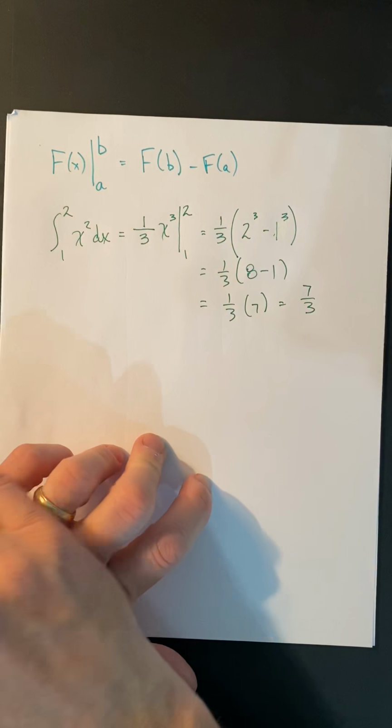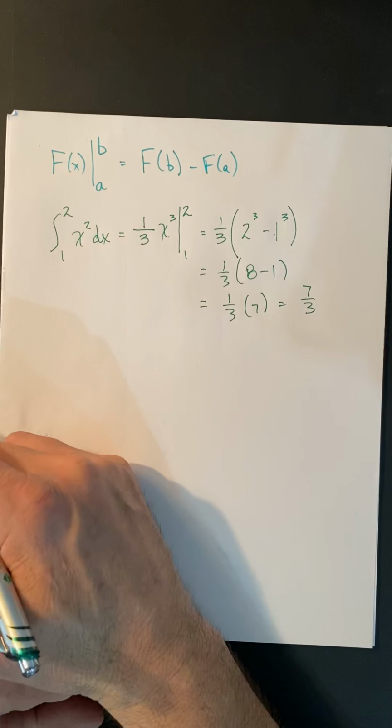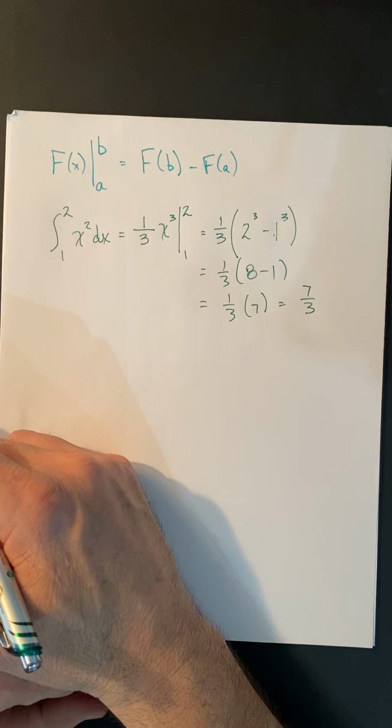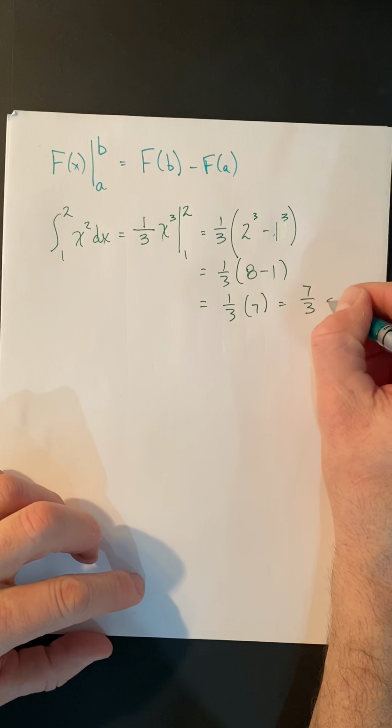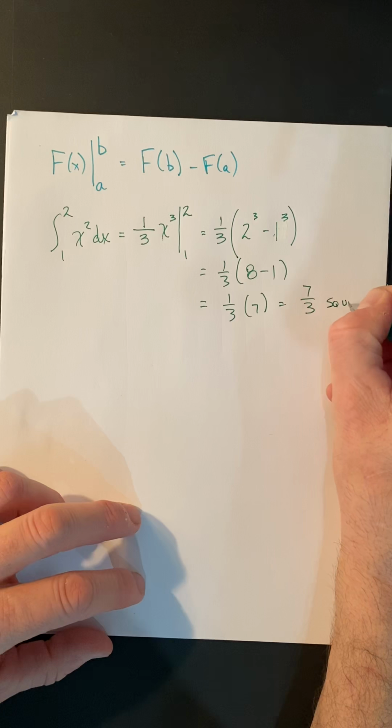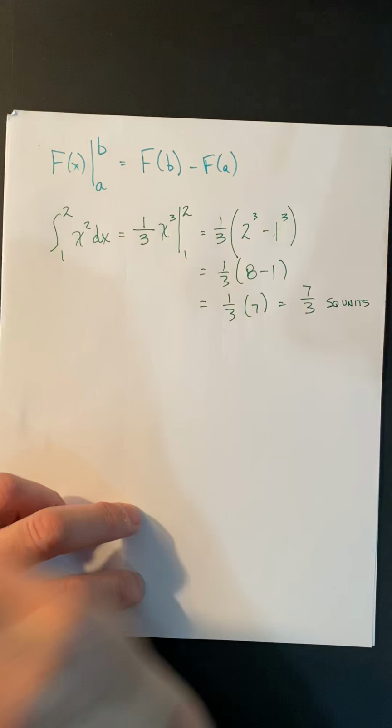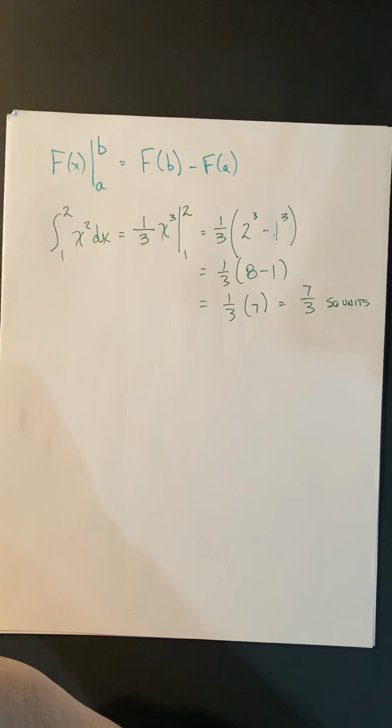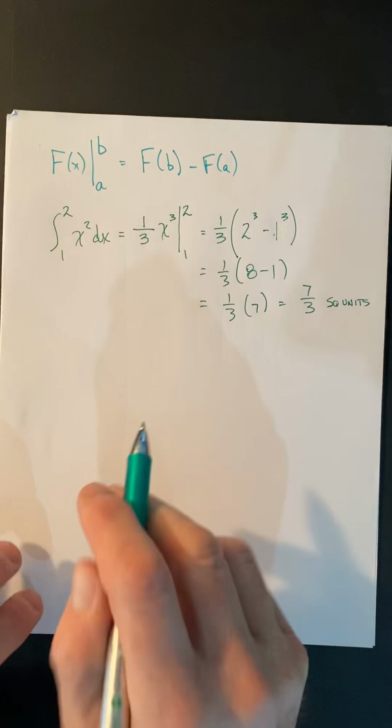Now that's the area. So depending upon the units that you were dealing with, area is going to be square units, right? So that's how that one right there works. Okay? So let's look at a different one.